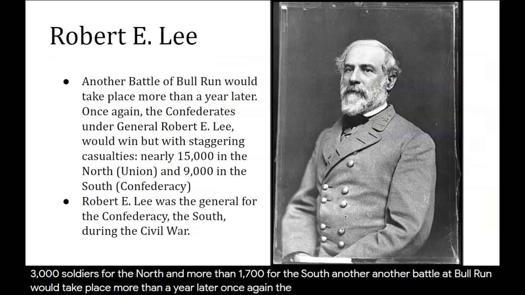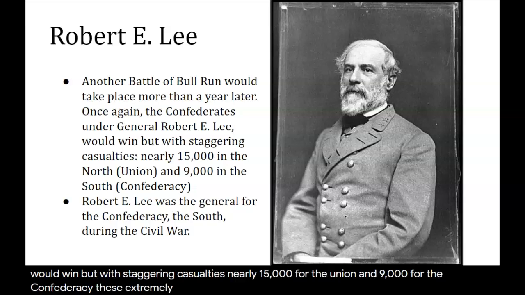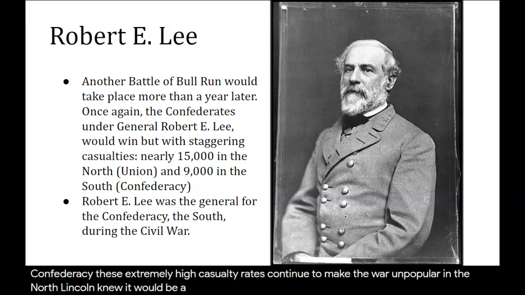Another battle at Bull Run would take place more than a year later. Once again, the Confederates under General Robert E. Lee would win, but with staggering casualties, nearly 15,000 for the Union and 9,000 for the Confederacy. These extremely high casualty rates continued to make the war unpopular in the North. Lincoln knew it would be a long and grueling war.